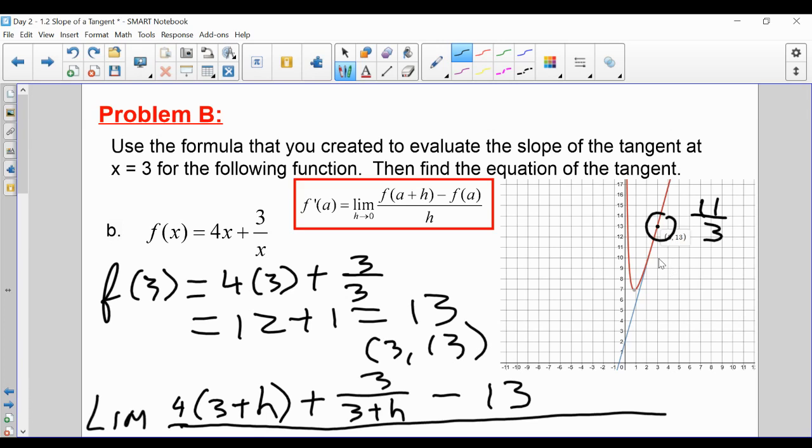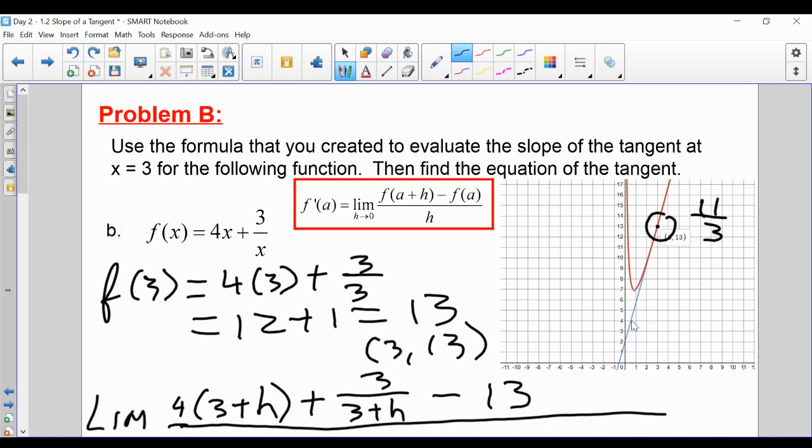Yeah, we know the slope. And we know a point on the line. Exactly. So what is the slope of this line again that we're trying to find? What's the slope of this tangent line? What's its slope? It's 11 over 3. What point do we know on the line?